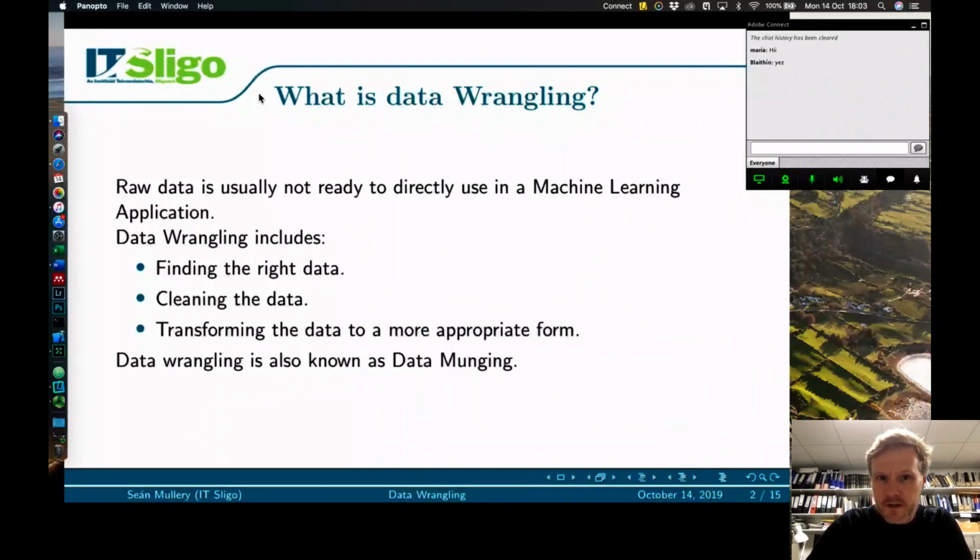So what is data wrangling? Raw data is usually not ready to directly use in a machine learning application. We normally have to do a little bit of cleaning up of it in order to make it useful, or putting it into the right format. So data wrangling can include just finding the right data. Finding the right data for our application can be included in this, whether it's that we go and find some database which might have the data that we're looking for, or it might be a situation where we try and infer it from maybe getting it from sensors, or infer it from other pieces of information that we can find in some database somewhere.